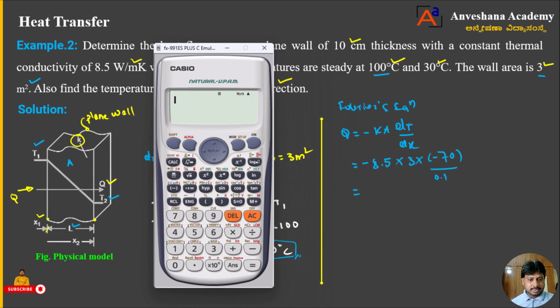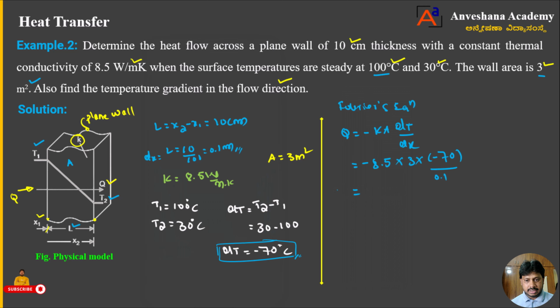Okay, so now I will do here, dear students. Here it is minus, and minus becomes plus. You can take 8.5 into 3 into 70 divided by 0.1. What is the answer, dear students? I will write it. Q is equal to 17850. So therefore Q is equal to 17850 watt.